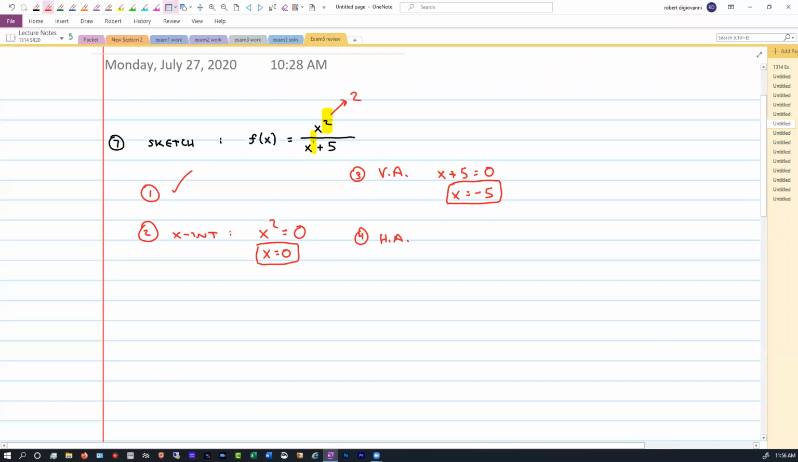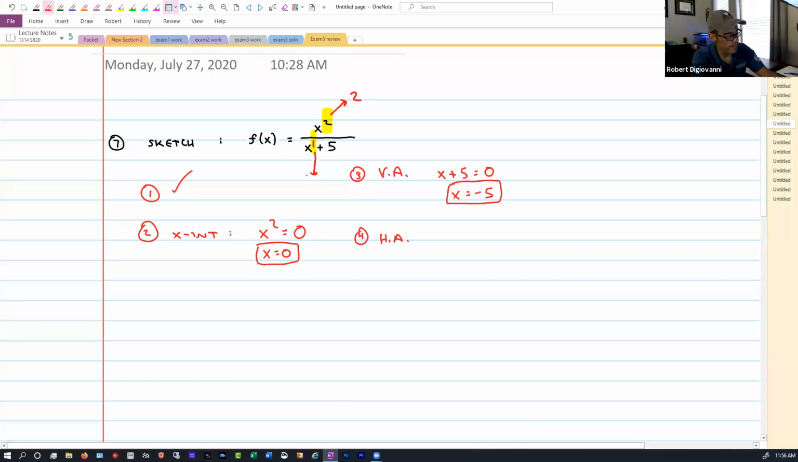What's the power on that x? Yeah, it's a 1, okay? So would you agree that the degrees of the numerator and denominator are not the same, right? There's a 2 and a 1. So which one's bigger? The numerator.